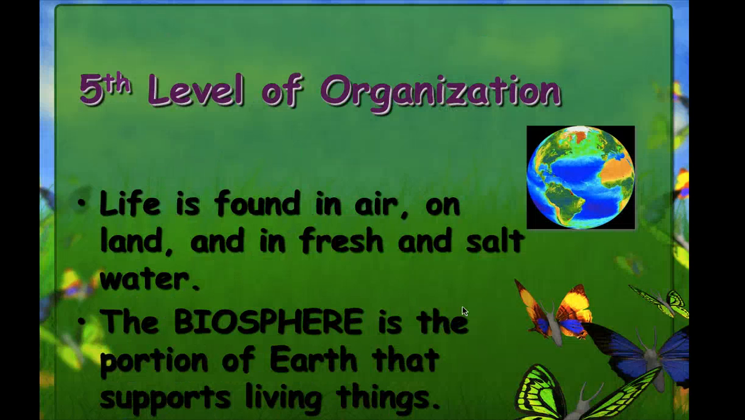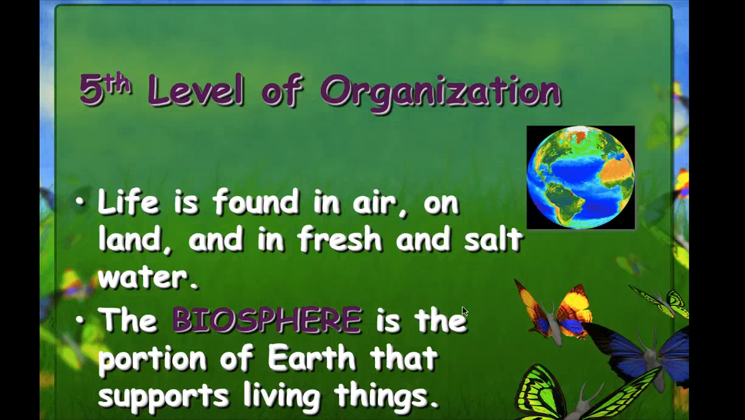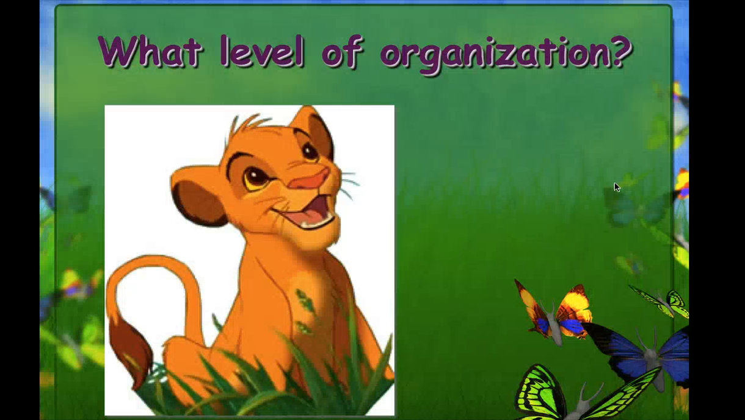From there we go to our fifth level of organization, that is our biosphere. Life is found in air, on land, and in fresh and salt water, and we call this our biosphere. So the biosphere is the portion of Earth that supports living things. When you look at an image of Earth, what you see is the biosphere. A biome is a large area that has a particular climate and particular species of plants and animals that live there. For example, the tundra, the desert, the rainforest, the savanna. Each one of those is a biome, has a particular climate as well as particular species of plants and animals.